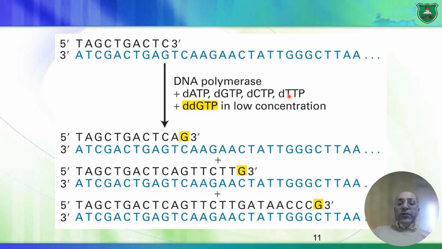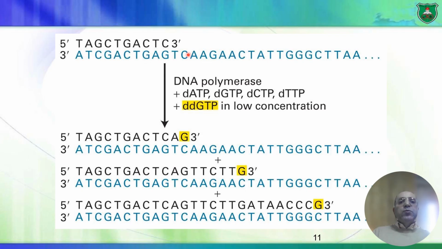DNA polymerase requires a primer because it cannot synthesize DNA de novo. It cannot synthesize it from scratch. It needs something to start at. So a primer is added, okay? And we know what the sequence of the primer is. So we have to have a little idea about the sequence of the DNA template.